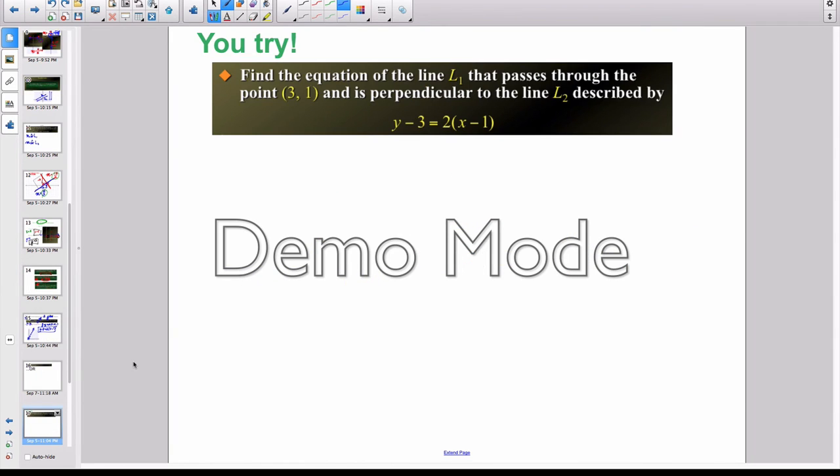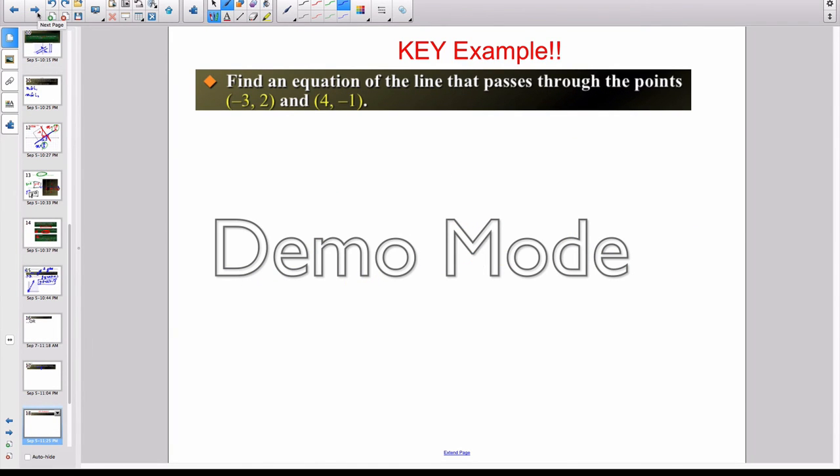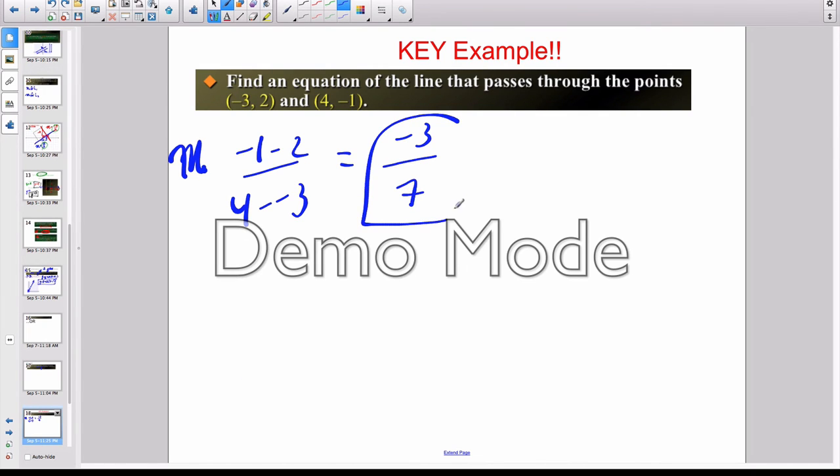All right, here's our key example. You should all know how to do this from Algebra 1. All right, we need the slope. That's one piece of information. So -1 minus 2 over 4 minus 3 equals -3 over 7. All right, so we have our slope. Now we need the equation of the line.